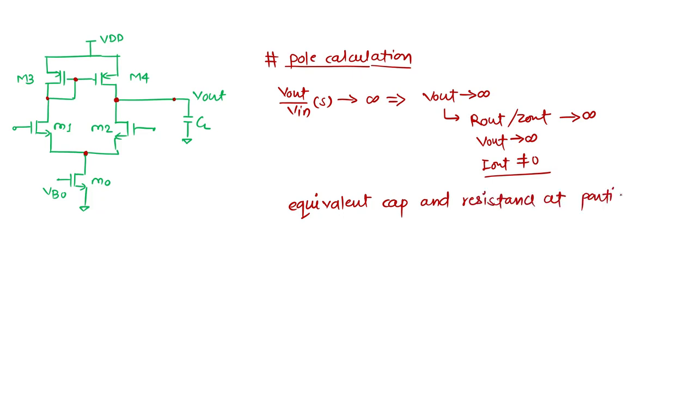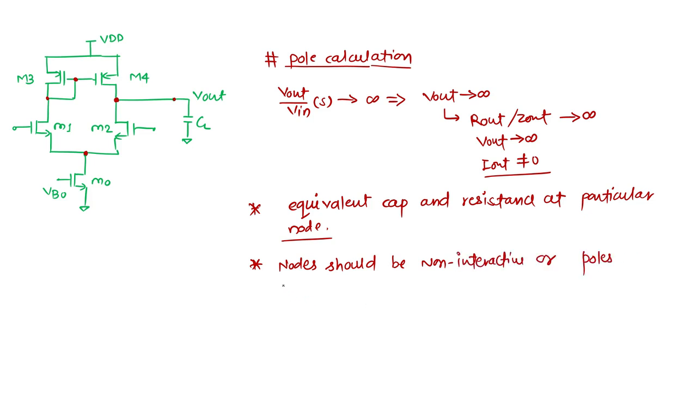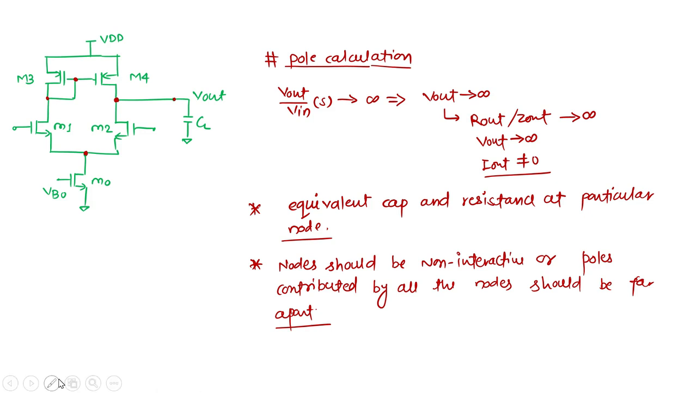resistance at a particular node. One more thing, nodes should be non-interactive. Poles contributed by all the nodes should be far apart. Then only we can say this particular node is contributing to the pole, and this pole can be calculated individually or independently if there is no interaction.